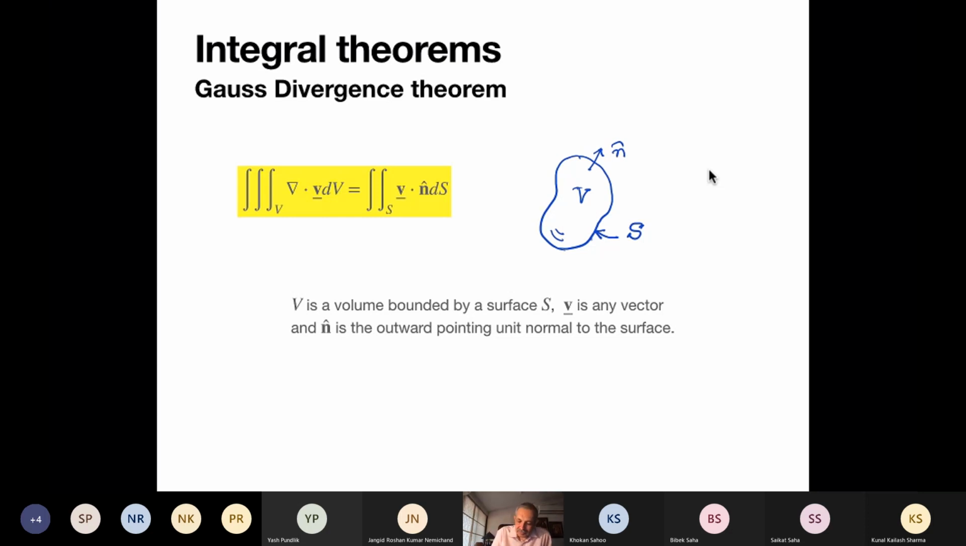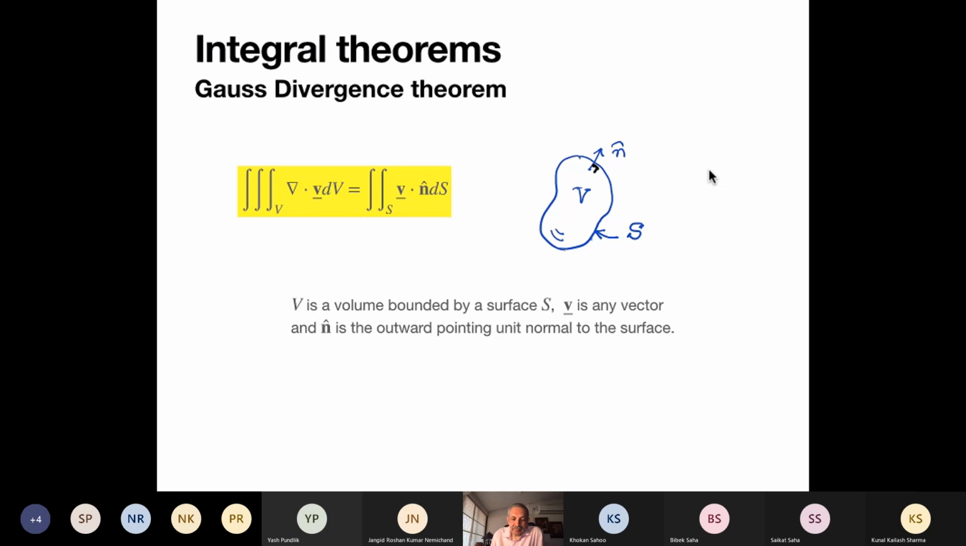One is called the divergence theorem, and I'm sure you have come across this before in many places, which basically converts a volume integral into a surface integral. So if you have the divergence of a vector v over any volume V, then it just becomes the surface integral of v dot n, where n is a unit normal vector pointing outward, normal to the surface S. So this is one important theorem.